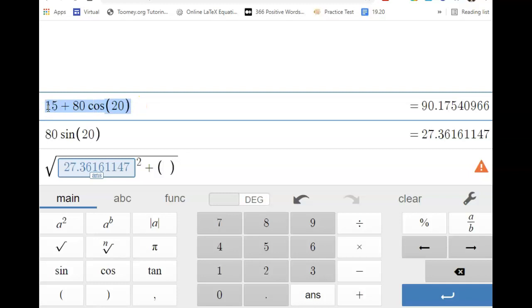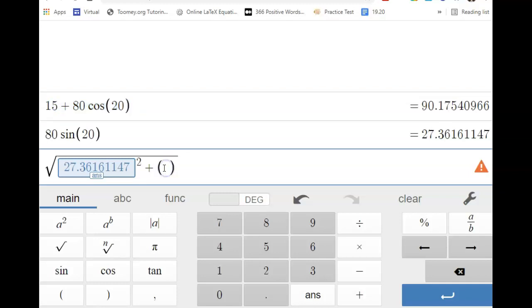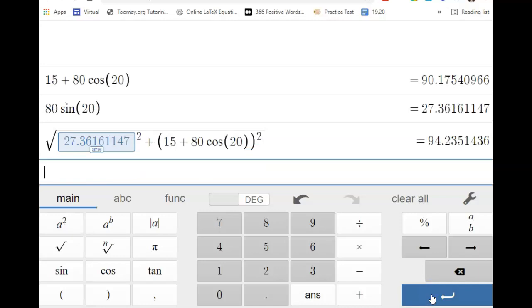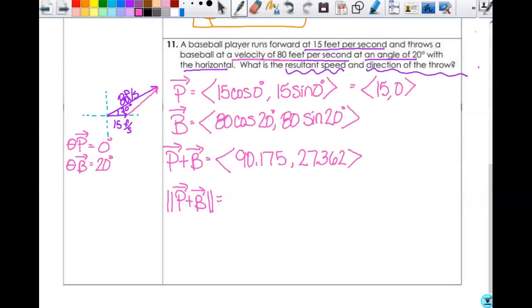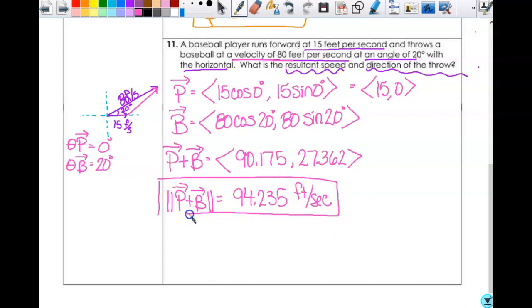So take that, Control C, put that in there, Control V. Don't forget to square it. Make sure you have the two things that you want, and you get 94.235. So that means he is throwing the ball at a velocity of 94.235 feet per second. Okay. So that is the resultant speed, the magnitude of that resultant vector.